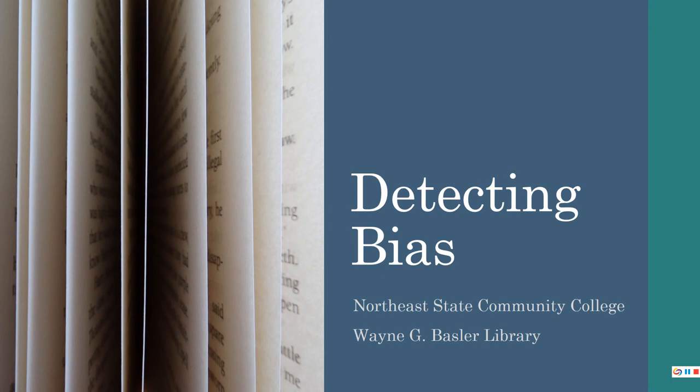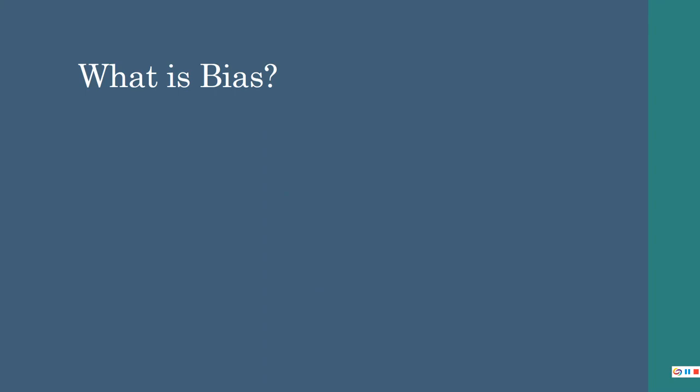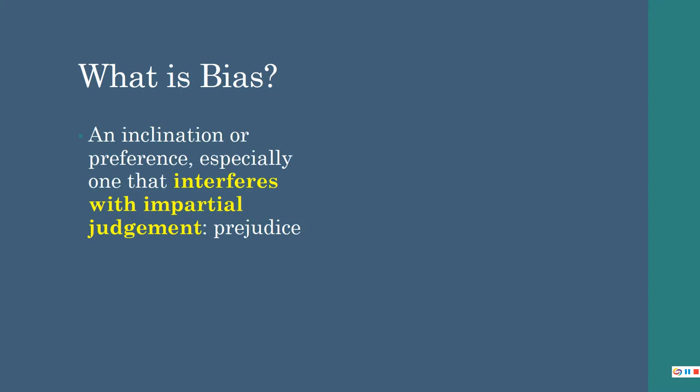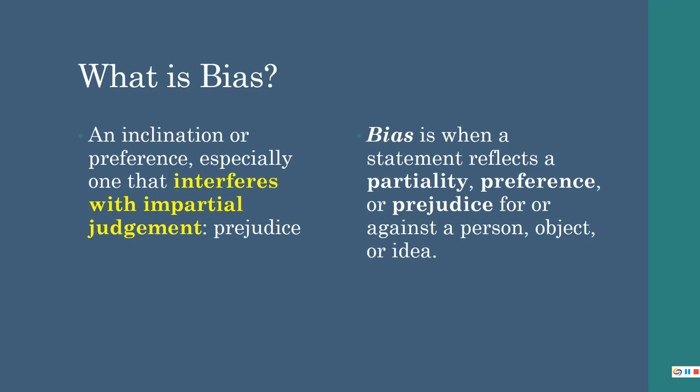In this video, we are going to learn about what bias is and how we can detect it in our information sources. What is bias? According to Webster's New College Dictionary, it is an inclination or preference, especially one that interferes with impartial judgment. Prejudice. Another way to look at it is that bias is when a statement reflects a partiality, preference, or prejudice for or against a person, object, or idea.